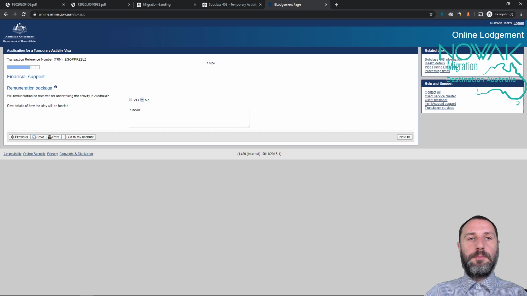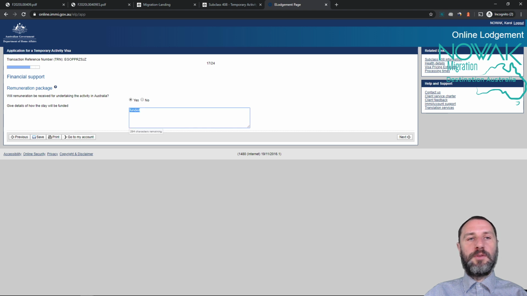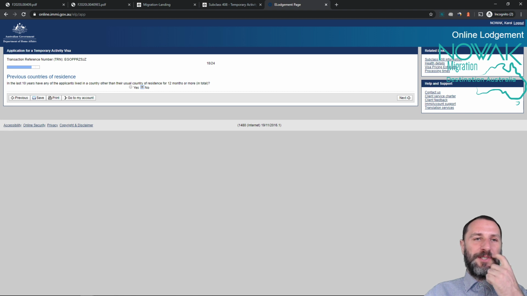Remuneration. So here is the one. If you are not being paid for your job, you will have to provide information that you have got funds to support yourself and your family. If you are getting paid, then you will have to provide, I don't know, 50k per year, whatever. Previous countries of residence, of course, the last 10 years. It's about countries of residence where you have lived, so you will have to provide the information over here. We will not be doing that, but just because.